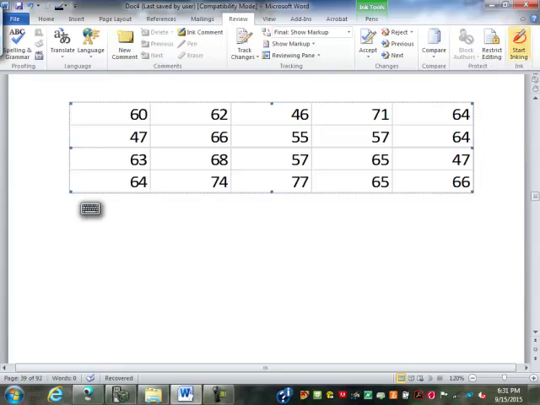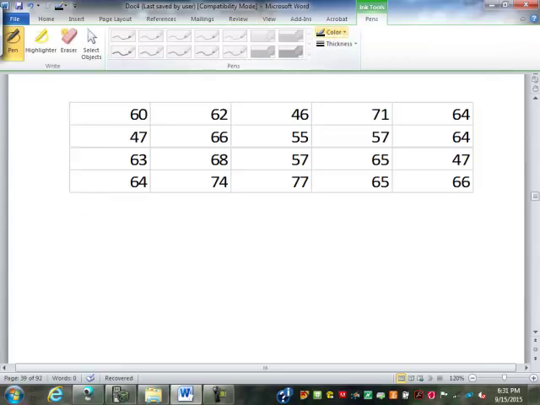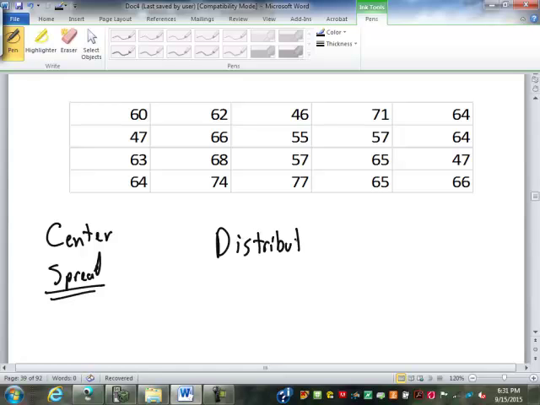So when we're looking at summarizing data numerically, there are two things we're going to be looking at. One of them is measures of center and measures of spread. These have to do with what we call a distribution. The distribution is nothing more than a simple plot showing how the data falls over a range.